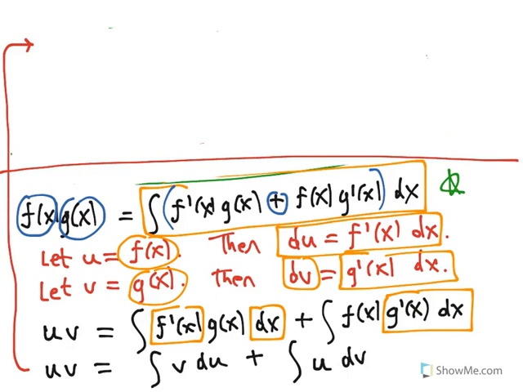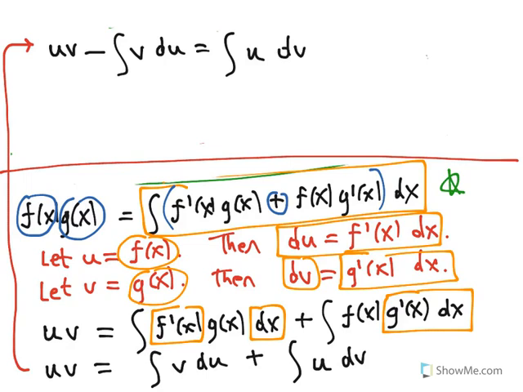So what are we going to do next? We're going to manipulate this equation so that we are subtracting the indefinite integral of v du from both sides of the equation. So we're going to have uv minus the indefinite integral of v du is equal to the indefinite integral of u dv.